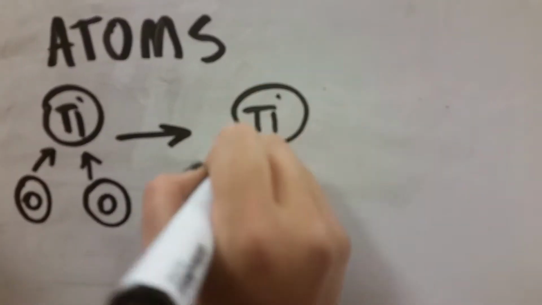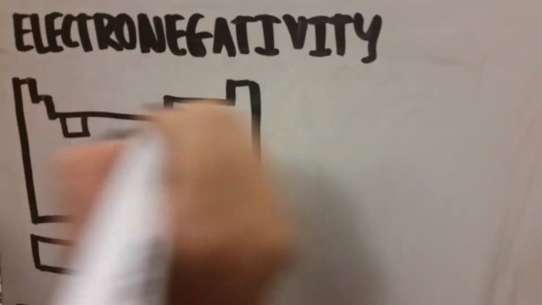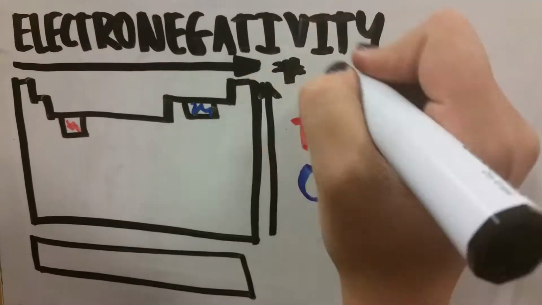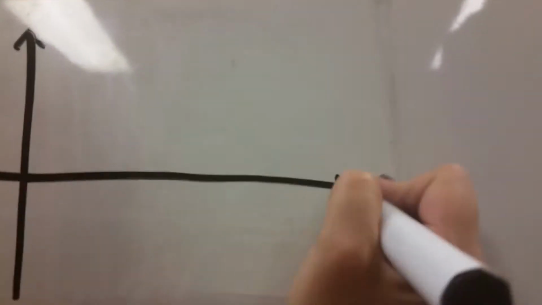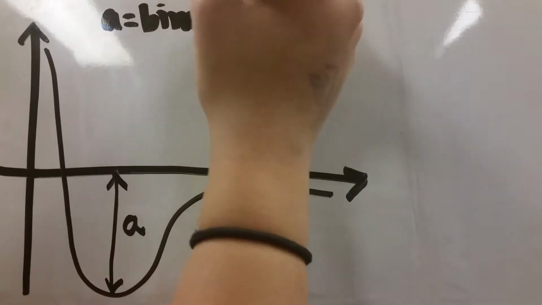For titanium dioxide, the bonding that holds each molecule together is ionic because titanium dioxide is composed of a metal and a nonmetal, and oxygen has a much higher electronegativity than titanium. Since the bonds are ionic, they have a high interatomic potential energy. We see this by looking at the interatomic potential curve.